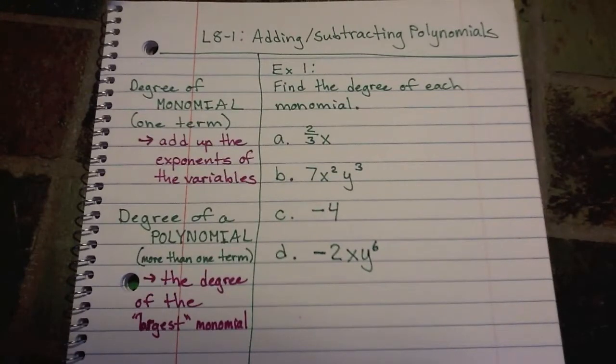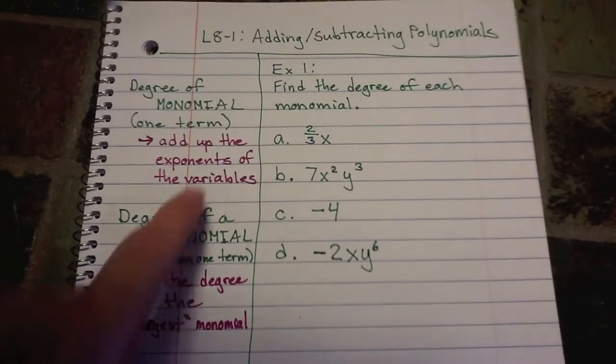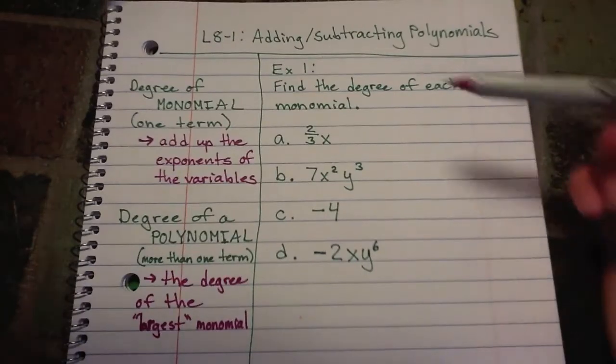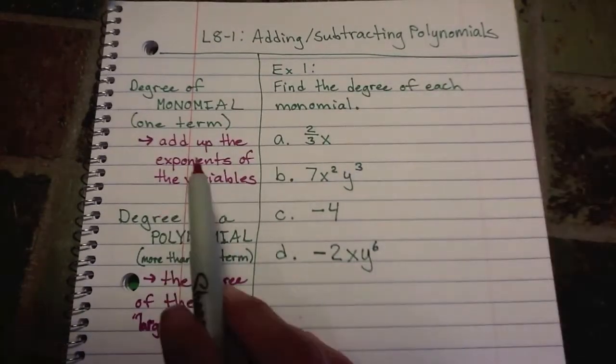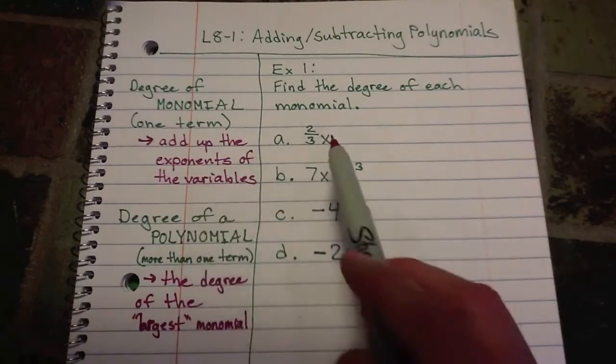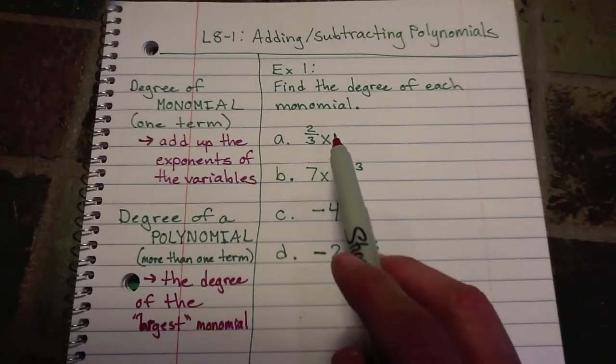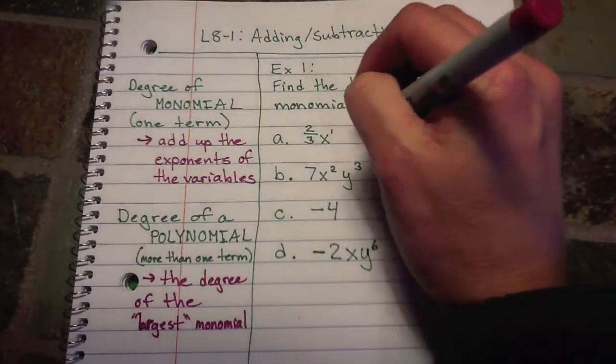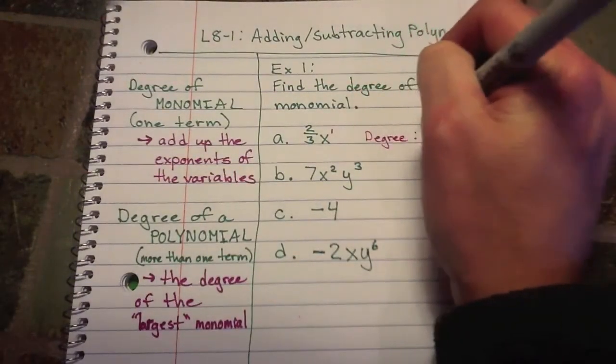Here are 4 examples that we're going to go through to find the degree of each of these monomials. Notice each of them is only one term together. Write those down, and then let's go through them. So if we're looking at 2/3 x, all we're doing is adding up our exponents of our variables. There's only one variable, and the exponent that goes with that variable right there is actually a 1. Remember, there's an imaginary 1 there. We just don't always write it. So the degree is 1.